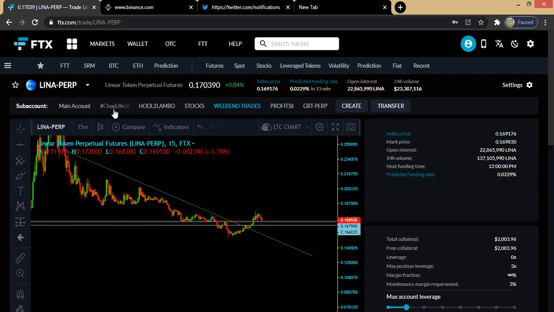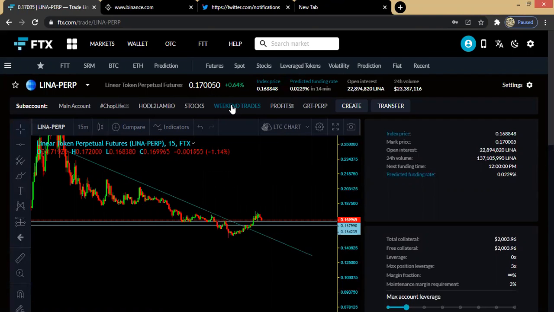This is what I use for any emergency funds and topping up life and all that. Hodl to Lambo is where I'm having my long-term trades. Stocks: I also trade stocks, so this account is for my stock trades. Then we have the weekend trades. The funds here are basically for my weekend.